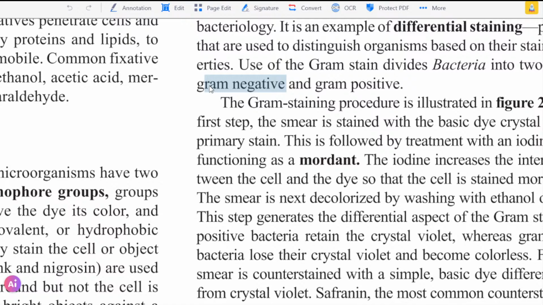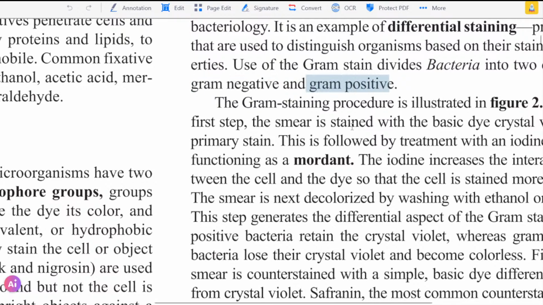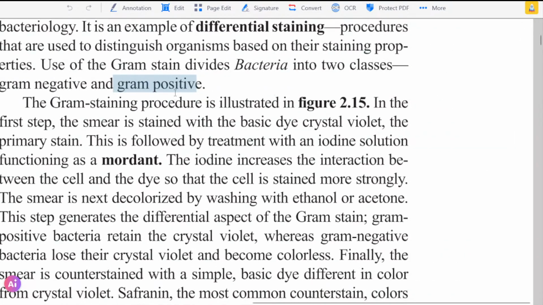So we have to use a secondary stain. This is double staining, not simple staining, because we use a second stain, safranin, which is pinkish. Gram negative bacteria appear pink and gram positive bacteria appear violet or purple. The gram positive stain is only the crystal violet, while in gram staining the smear is first stained with crystal violet and, after washing, stained again with safranin. So the gram staining procedure is illustrated here.